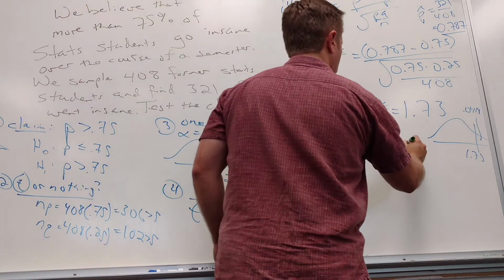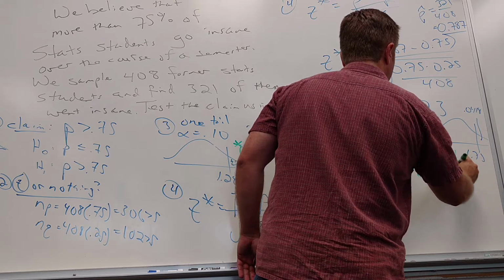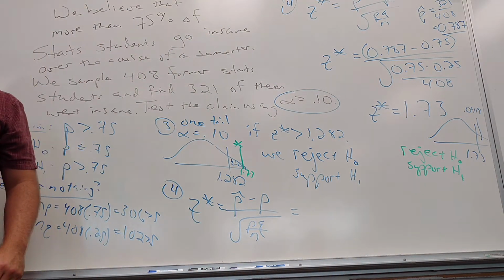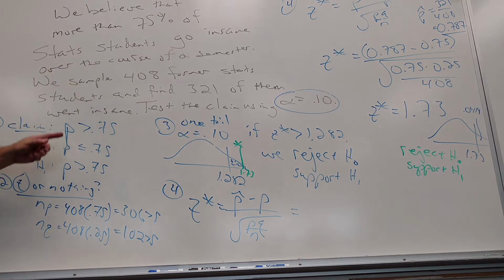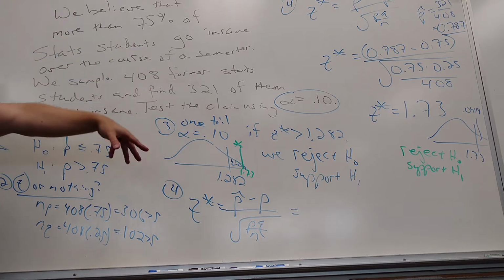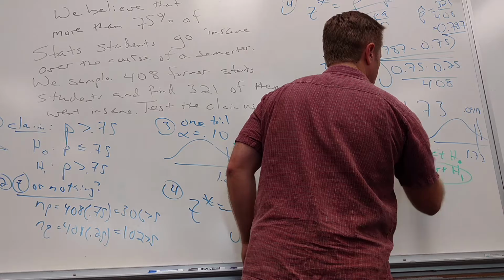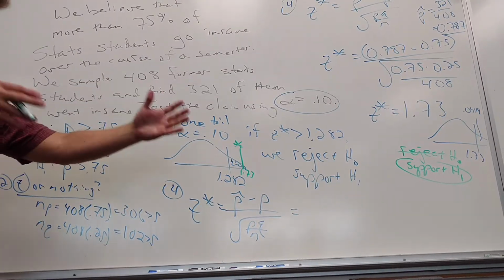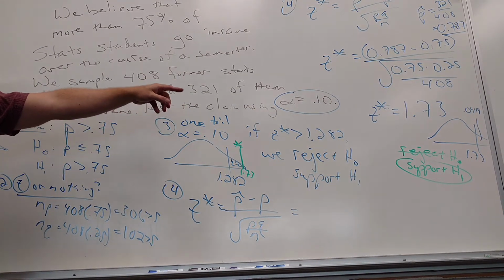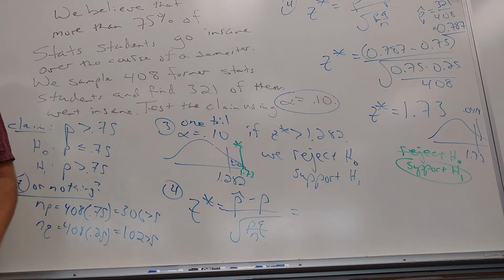Reject the null, or support the alternative. Which language will I use? Support the alternative, because the alternative was the claim. Whichever one's the claim, that's the language that you use. That's the next level that people have trouble with: how do I know when to say reject or support? Which one's the claim? The claim is H1, so I use this language, not that language. So we have found sufficient evidence to support the claim that, where was our claim? More than 75% of stat students go insane.